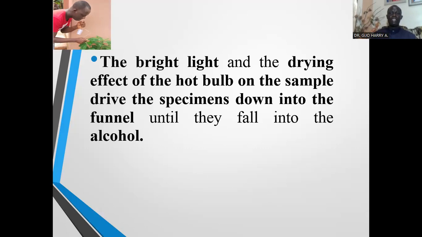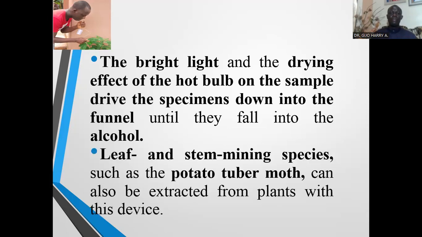Now, how does it work? The bright light and the drying effect of the hot bulb on the sample drive the specimens down into the funnel until they fall into the alcohol. Leaf and stem mining species, such as the potato tuber moth, can also be extracted from plants with this device.